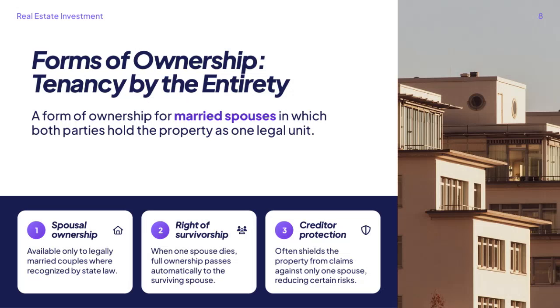Here, we're looking at spousal ownership, which is a specific form of property ownership available only to legally married couples, provided it's recognized by state law. One of the key features is the right of survivorship. This means that if one spouse passes away, full ownership of the property automatically transfers to the surviving spouse, which can simplify inheritance issues. Another important aspect is creditor protection. This ownership often shields the property from claims against just one spouse, reducing certain financial risks for the couple. The form of ownership discussed here is called tenancy by the entirety, where both spouses hold the property as a single legal entity, particularly relevant in real estate investment contexts.